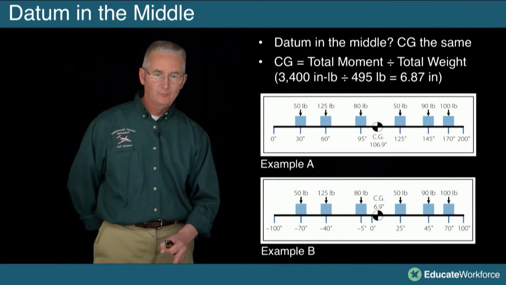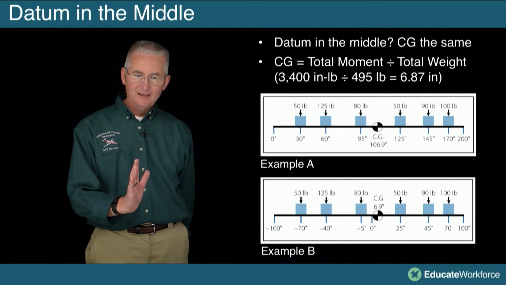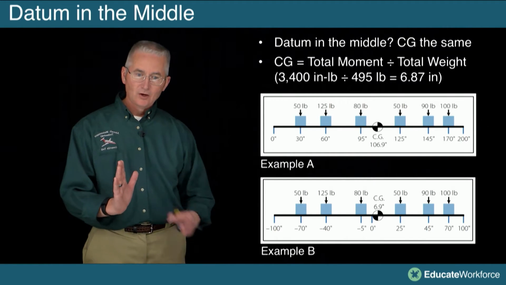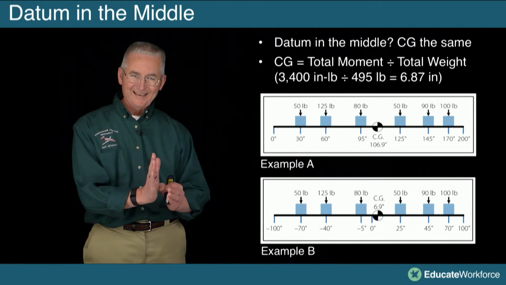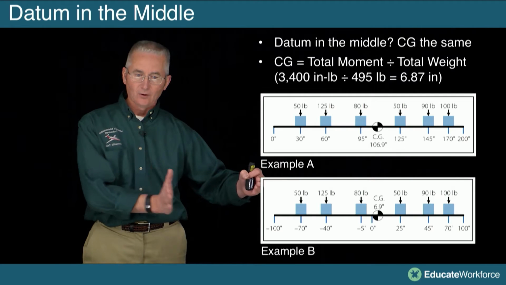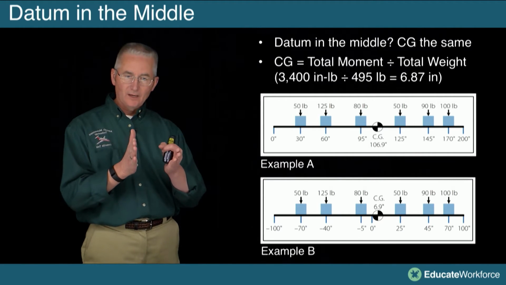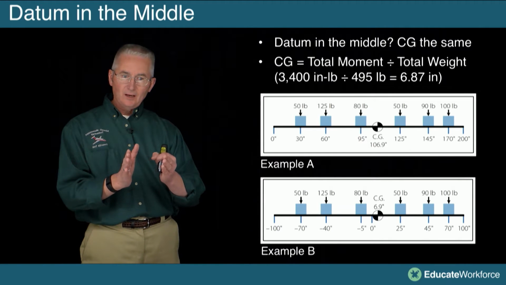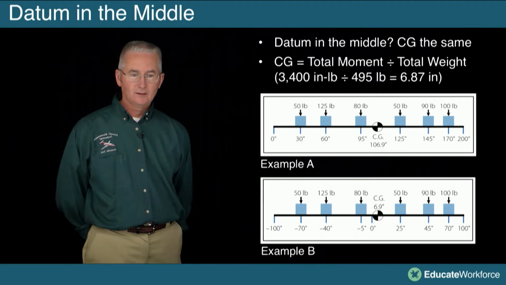If we do the math on both of them, we're going to find the center of balance is still going to be 106.9 inches to the right of the 0, or 106.9 inches to the right of the negative 100, which works out to be 6.9 inches. No matter how we do it, if the weights stay the same and the measurements are correct, our center of balance is always going to be in the exact same spot.